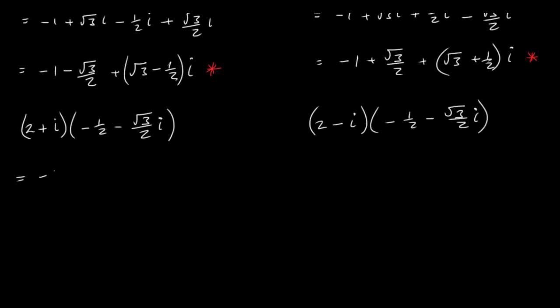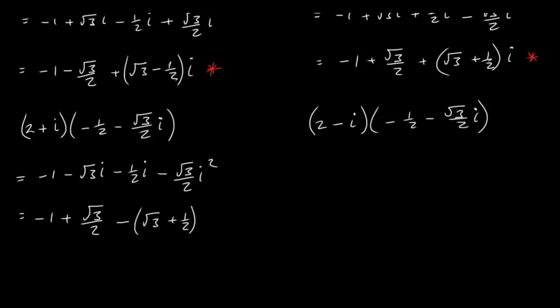Here we have again minus 1. We have minus root 3 i. We have minus a half i. And then we've got minus root 3 over 2 i squared. So again, minus 1 plus root 3 over 2. I've just changed the sign here because of the i squared. And then I've got minus root 3 plus a half i. Okay, so let's just mark that one. And do this one over here now.